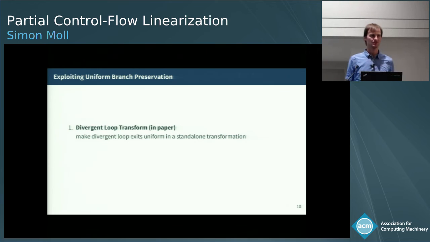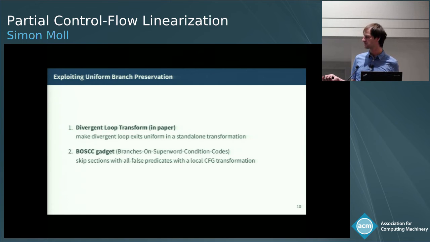Let's talk about the second property that you can exploit, which is the preservation of uniform branches. We show this for two techniques in the paper. The first technique is a transformation to transform divergent loops into uniform loops. The second is an approach to skip sections that are all false in the CFG. The first part you find in the paper, the second part we show here a little bit.